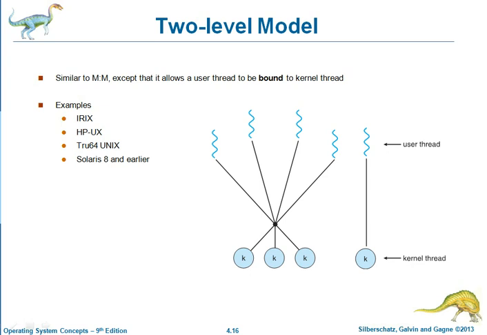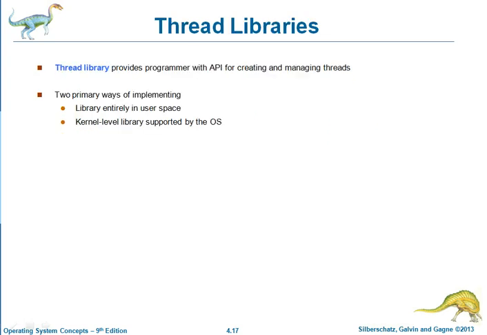One variation on the many-to-many model still multiplexes many user level threads to a smaller or equal number of kernel threads, but also allows a user level thread to be bound to a kernel thread. So this variation is seen in this figure. The Solaris operating system supported the two-level model in versions older than Solaris 9. However, beginning with Solaris 9, the system uses the one-to-one model.